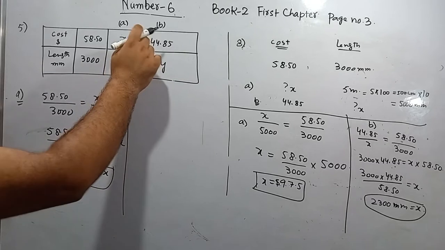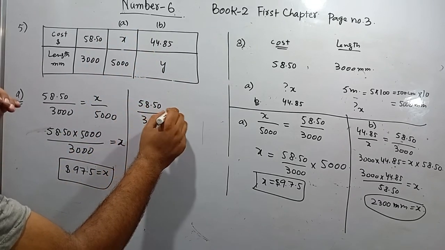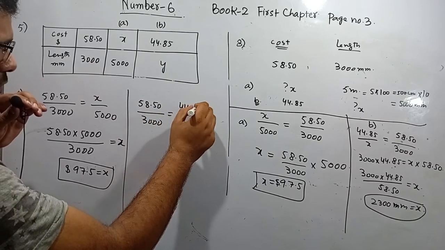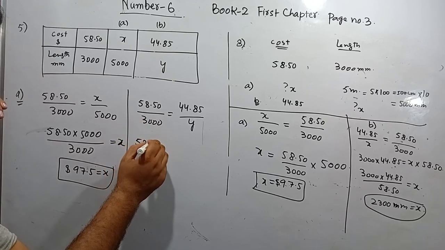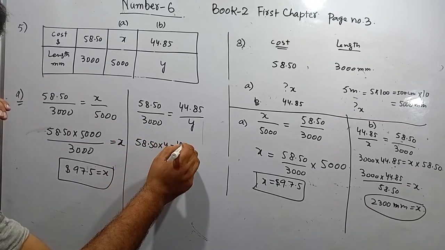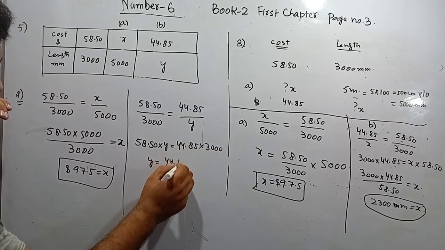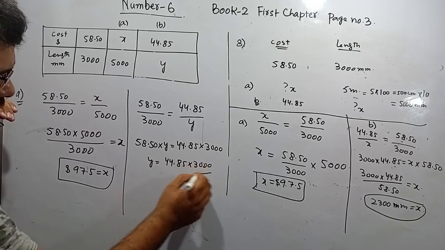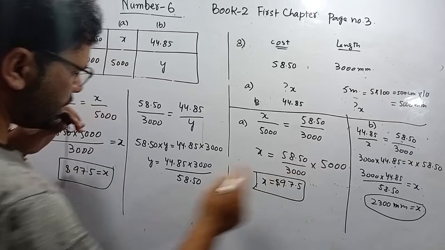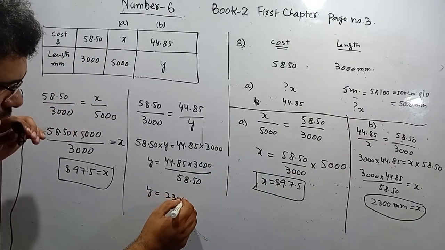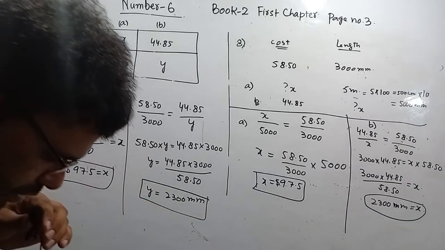Now coming to the second part, once again I will write 58.50 divided by 3000 equal to 44.85 divided by y. Now doing transposition, I will write 58.50 into y equals 44.85 into 3000. So y equals 44.85 into 3000 divided by 58.50. So y equals 2300 mm. This is the answer of this question.